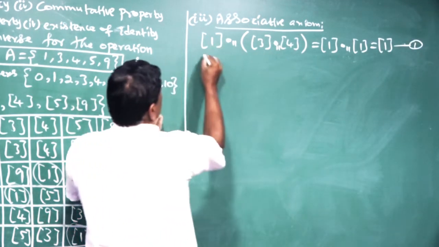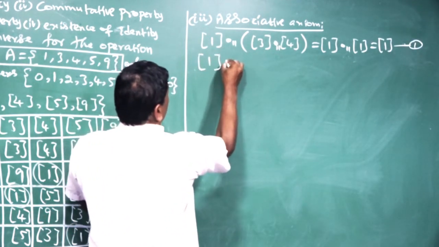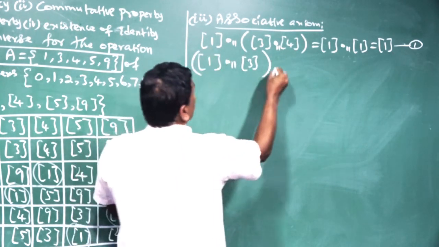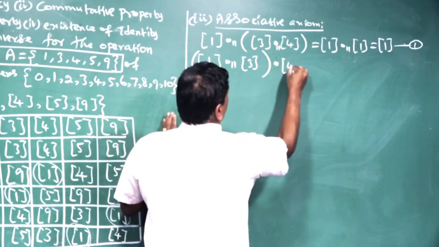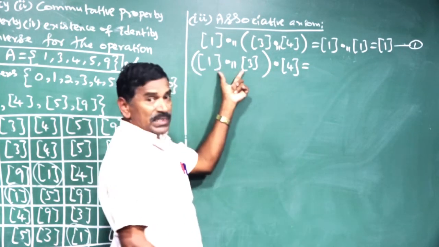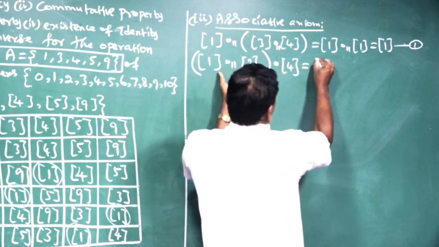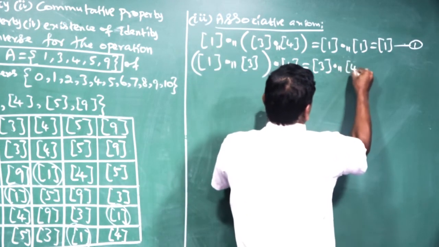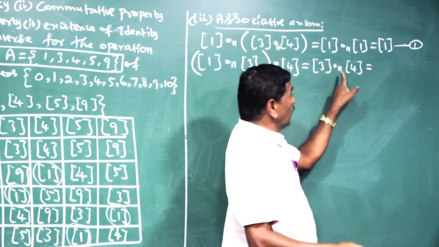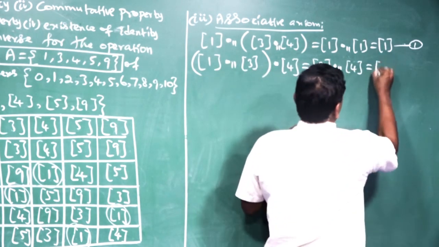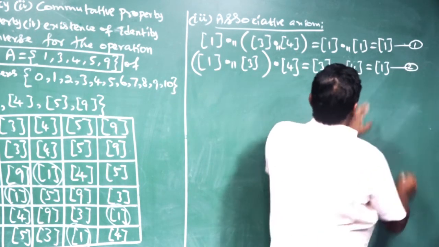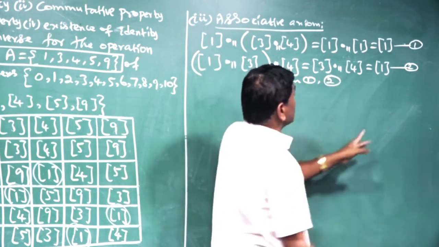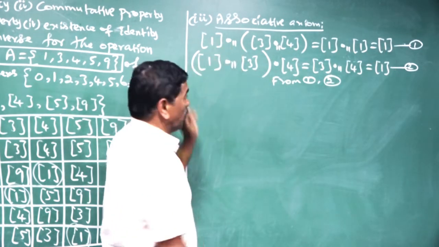Okay, change the bracket. That is 1 multiplication modulo 11, 3 bracket multiplication modulo 11, 4, which is equal to bracket answer. Yes, 1 3 is 3. 3 multiplication modulo 11, 4. Okay, now 3 4s are 12. 12 minus 11, 1. So which is equation number 2. From 1 and 2 it is clear that RHS are equal, therefore LHS are equal.